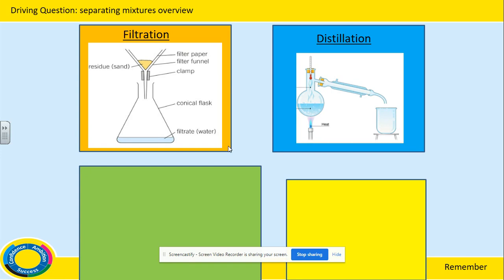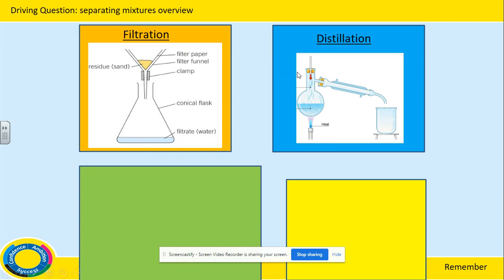The second one is distillation. This is when we mix two liquids, but in order to separate them, these liquids must have separate boiling points. What will happen? One will evaporate, leaving the other behind. The one that has the lowest boiling point will evaporate first.